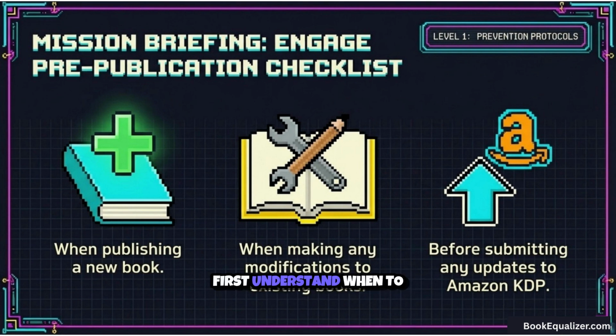First, understand when to engage this checklist. Use it when publishing a new book, when making any modifications to existing books, and before submitting any updates to Amazon KDP. This isn't optional, this is your armor against blocks. Every single time you touch a book in your KDP account, you need to run through this checklist. One mistake, one overlooked detail, and you could find yourself locked out.